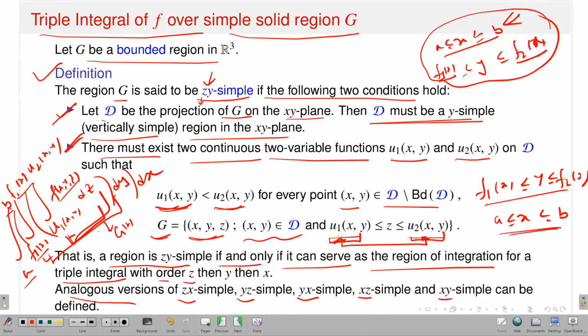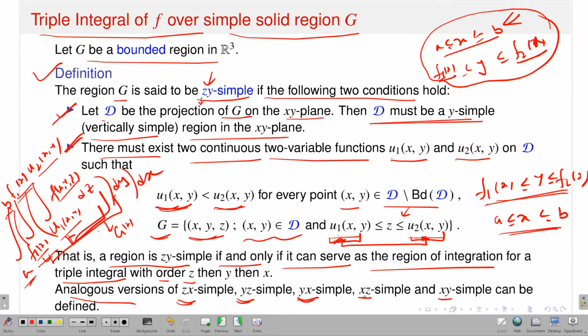So zy simple means you first perform the z integral with lower limit u1(x,y) and upper limit u2(x,y), given from the domain. Then you perform the y integral, again with lower limit f1(x) and upper limit f2(x), since y varies from f1(x) to f2(x), and finally you perform the integral with respect to x, from a to b. I will give one example, then it will be more clear. So this is called zy simple.